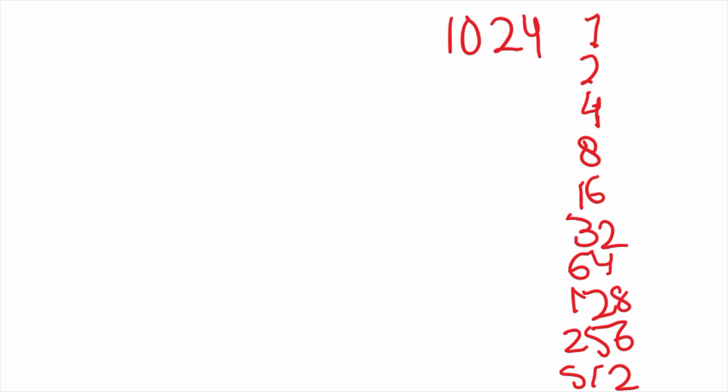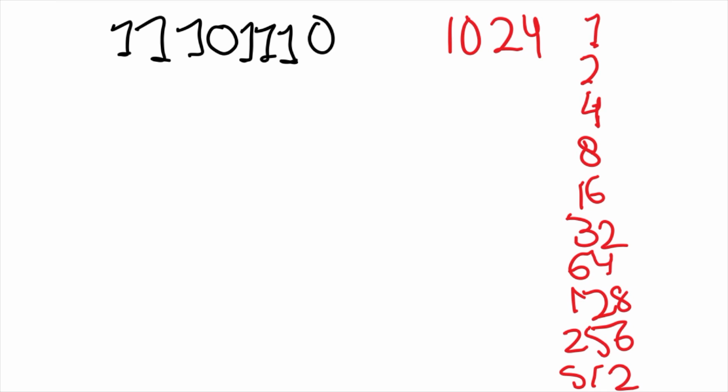So our 8-bit binary number is 1, 1, 1, 0, 1, 1, 1, 0. We're going to convert this into a denary number. In order to do that, we're going to multiply each digit with the power of 2, starting from 2 to the power 0, from right to left.